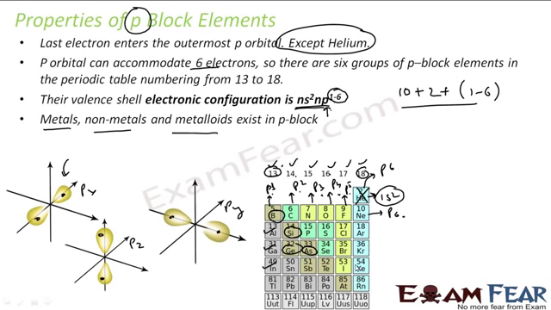Talk about non-metals: nitrogen, oxygen, fluorine, chlorine, bromine, all these are non-metals. Correct. So we have metals, non-metals and metalloids. We'll discuss this in detail in the P block elements. The only block which has all three, metals, non-metals and metalloids existing, is the P block elements.